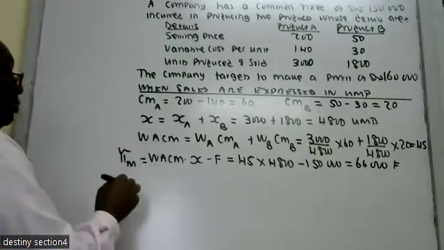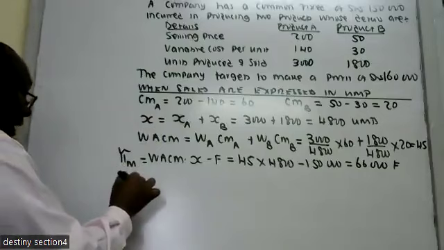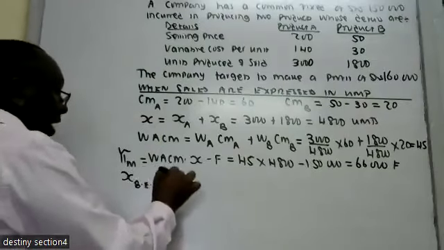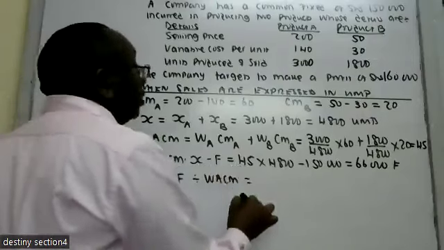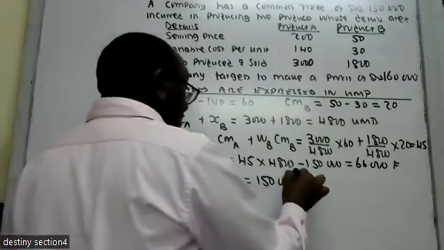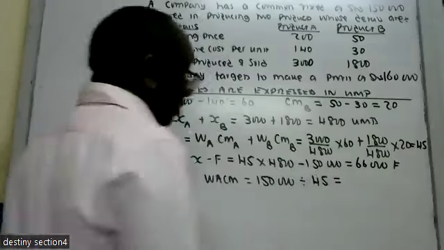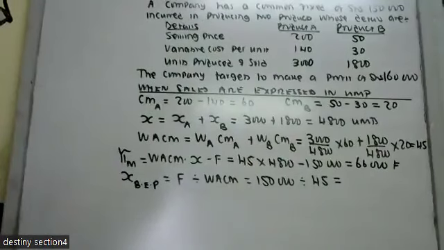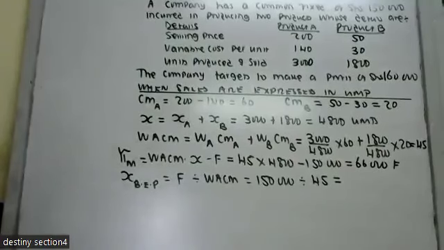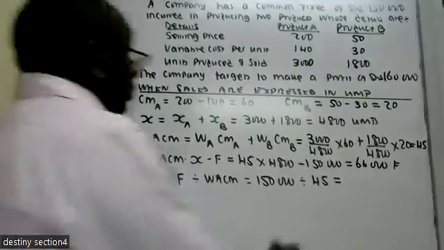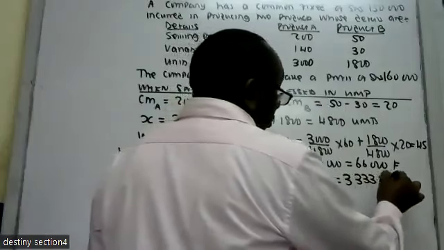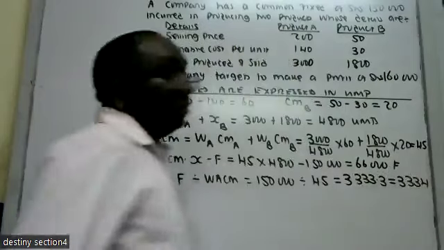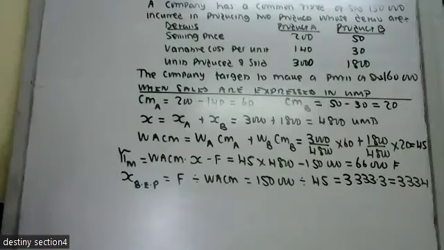The next thing you need to get is the break-even point in units. This is given as F divided by WACM. Our F is 150,000 and WACM is 45. So how many units are those? 3,333.33. You round it up to 3,334. Don't round units down, round them up.